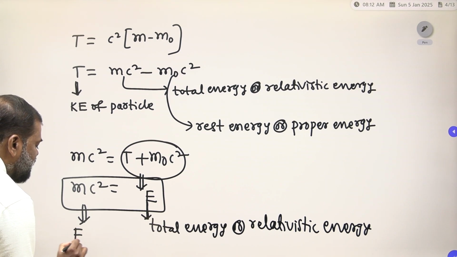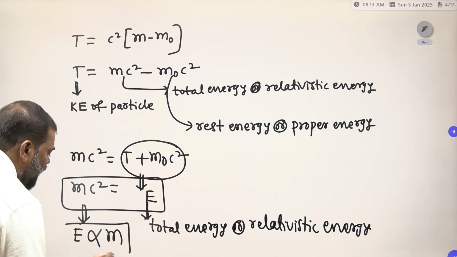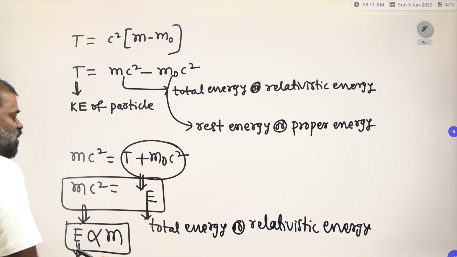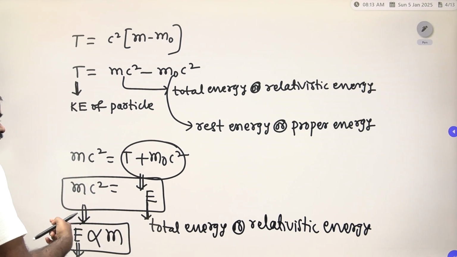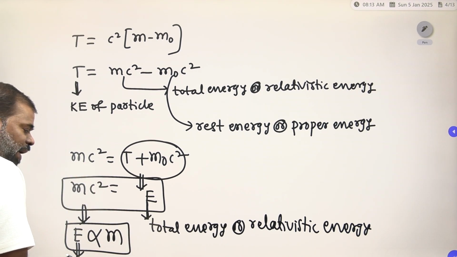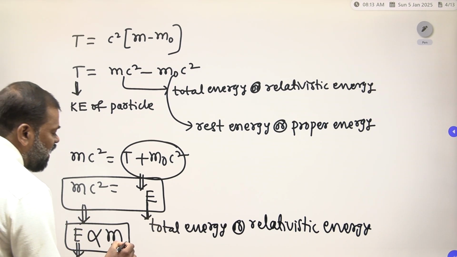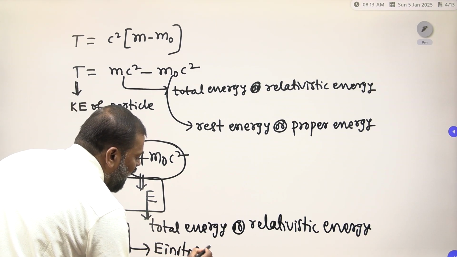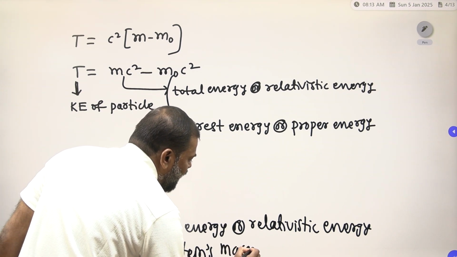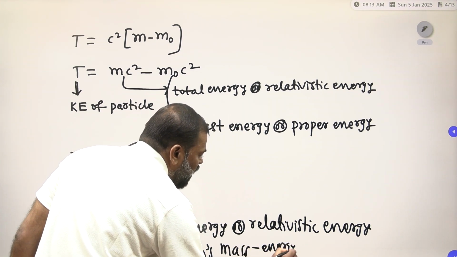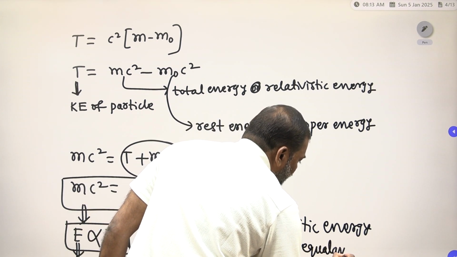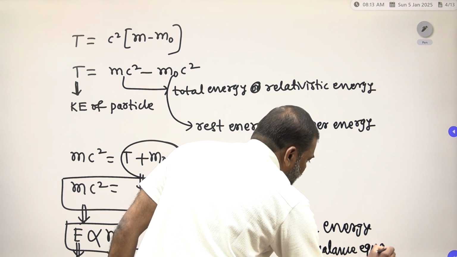From this, energy is proportional to m. Energy is proportional to m means if the energy is more, the mass is also more; if the energy is more, the mass will be more. So this is the relation. This relation we call Einstein's mass energy equivalence equation.